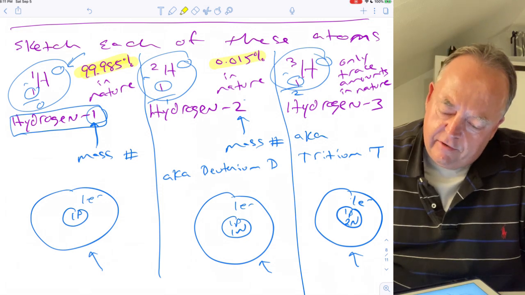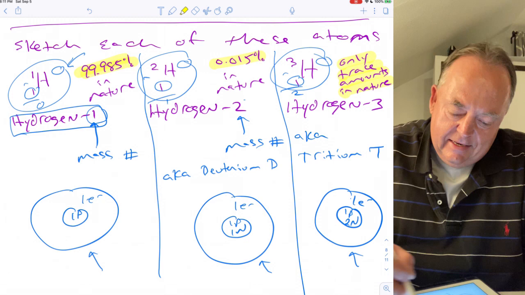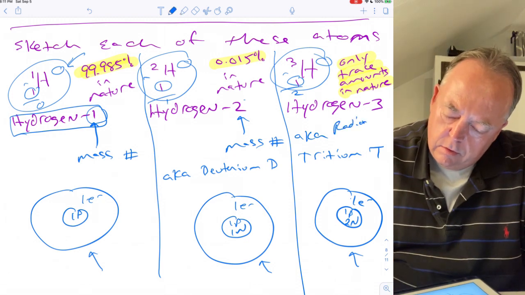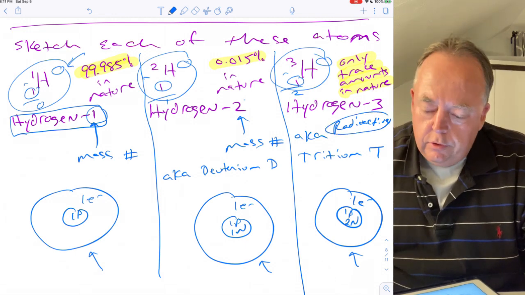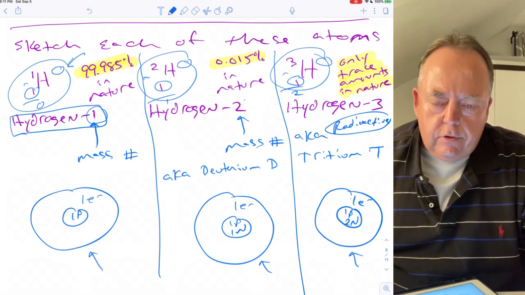But tritium, however, you only find trace amounts of this in nature, and it is not stable. It is radioactive. So it does not have a stable nucleus, so it'll undergo a nuclear reaction to achieve a stable nucleus.